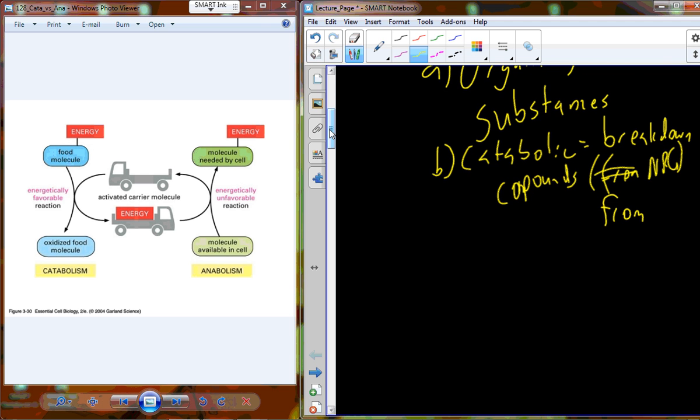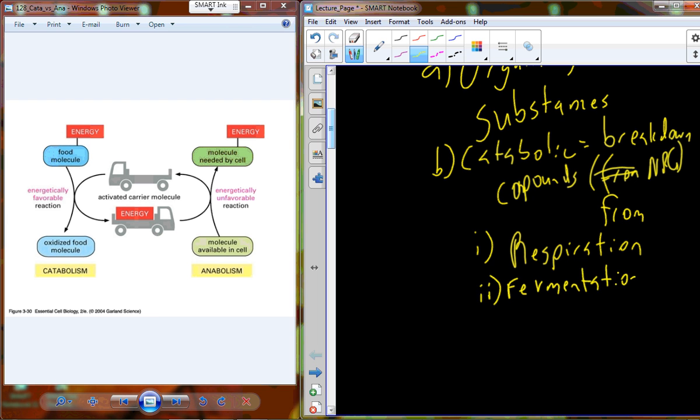So not to jump away from catabolism just yet, we'll come back to anabolism in just a second. The two main forms of catabolic processes that we're going to have inside of a cell are going to be respiration and fermentation. And you can think of respiration and fermentation as being with oxygen, respiration, and without oxygen, fermentation.